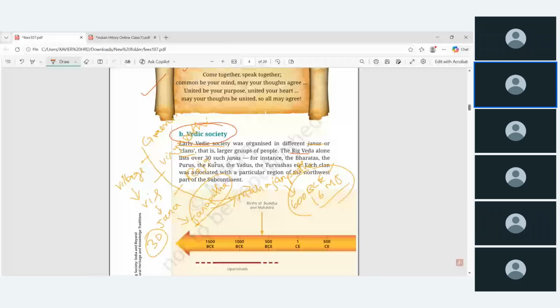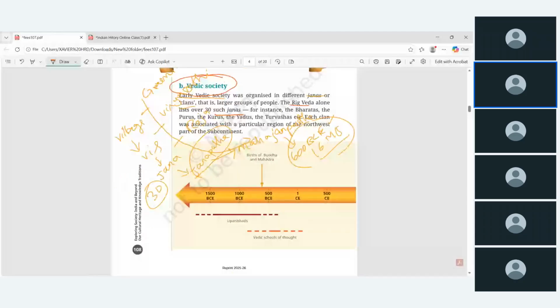Each Jana was formed with different clans, called kula or gotra. Some of the clans were Bharatas, then Purus, Kurus, Yadus, Turvashas, and so on. Each clan was associated with a particular region, especially the northwest part of the subcontinent. And the Mahajanapada then becomes an empire like that. It will go on.